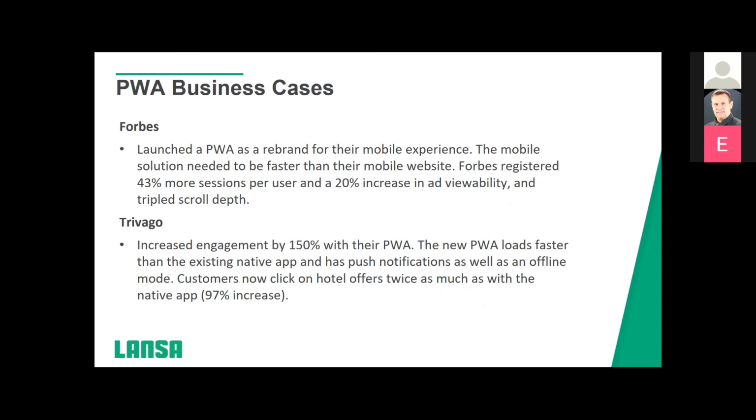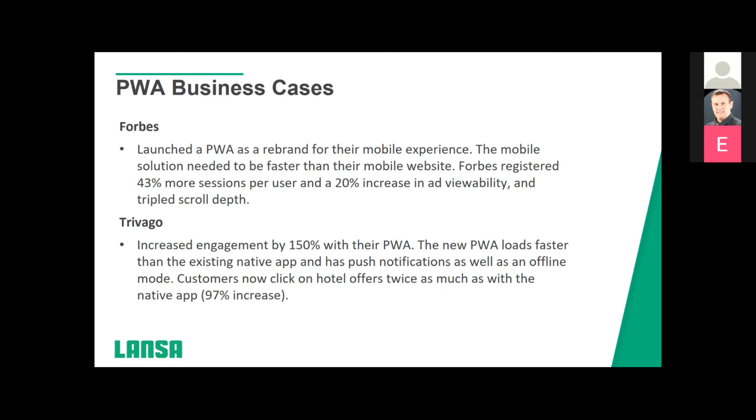And they registered 43% more sessions, had a 20% increase in ad viewability, and tripled their scroll depth. So by simply changing a mobile website to a progressive web app, performance increases, and now your user engagement increases because they're having a better experience with this dedicated progressive web app.